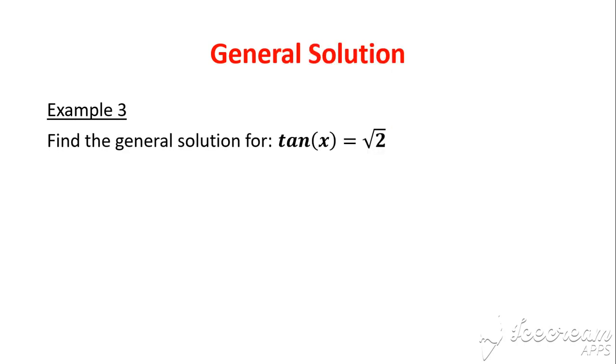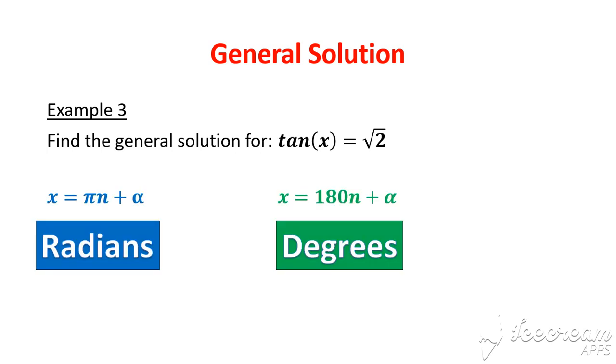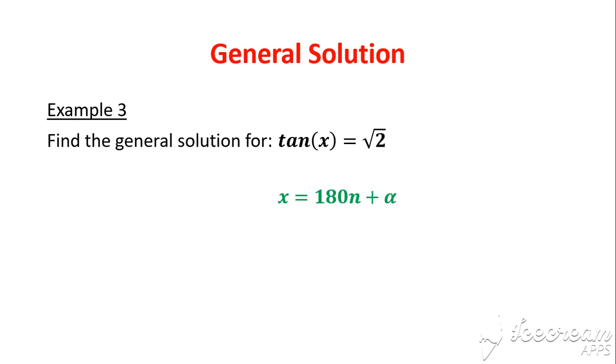Right, here's example 3. Find the general solution for the equation tan x is equal to the square root of 2. Well, here are the 2 general solutions for the tan function, one in radians, one in degrees. And for this example, I'm going to show you how to use the one in degrees. So x is equal to 180 n plus alpha.